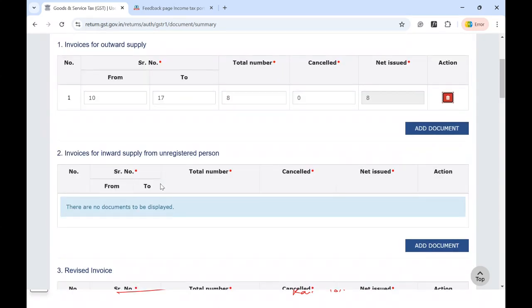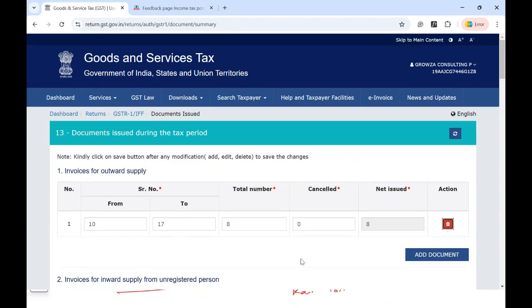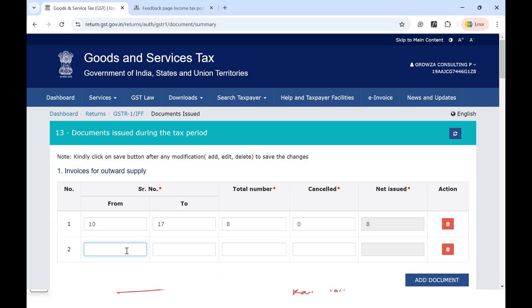That means if we have multiple series of invoices, then we need to add another series. Say I have another series called MSPL slash 003 to MSPL slash 005. We have issued 3 invoices under this series. Sir, the question arises whether I am eligible to use multiple series of invoices. The answer is yes. However, the numbers should be consecutive.